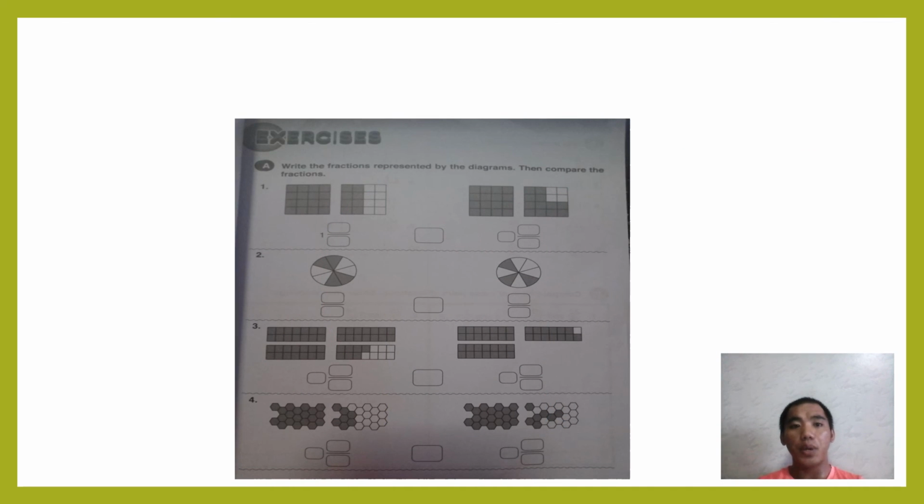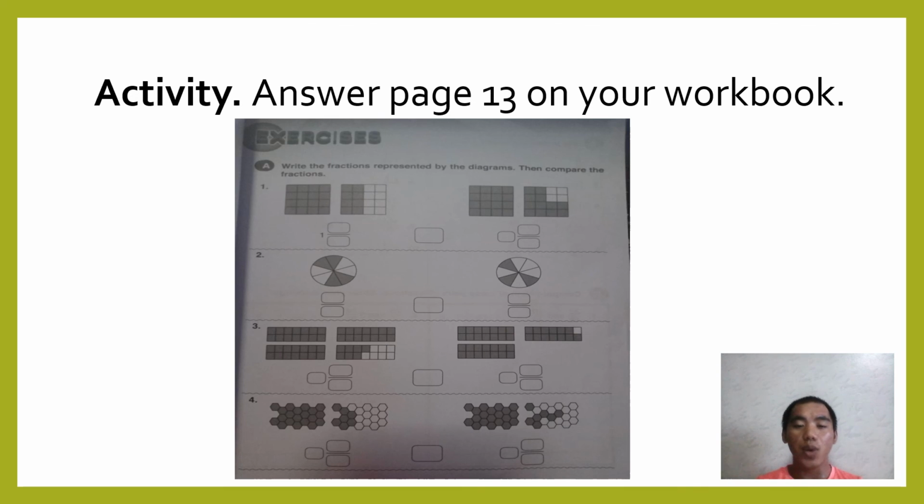Now let's have your activity for today. For your activity, I would like you to answer page 13 on your workbook. So you're going to write the fractions that are being represented by the diagram. I showed you an example a while ago, so you can now do your workbook. So write the fractions that are being represented by the following diagrams. That is in your workbook, on page 13.